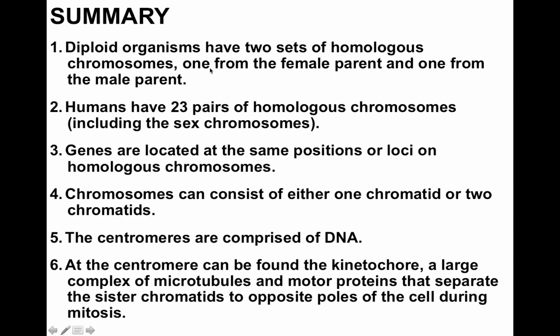So in summary, diploid organisms have two sets of homologous chromosomes, one from the female parent and one from the male parent. Humans have 23 pairs of homologous chromosomes, including the sex chromosomes. Genes are located at the same position or loci on homologous chromosomes. Chromosomes can consist of either one chromatid or two chromatids. The centromeres are comprised of DNA, and at the centromere can be found the kinetochore, a large complex of microtubules and motor proteins that separate the sister chromatids to opposite poles of the cell during mitosis.